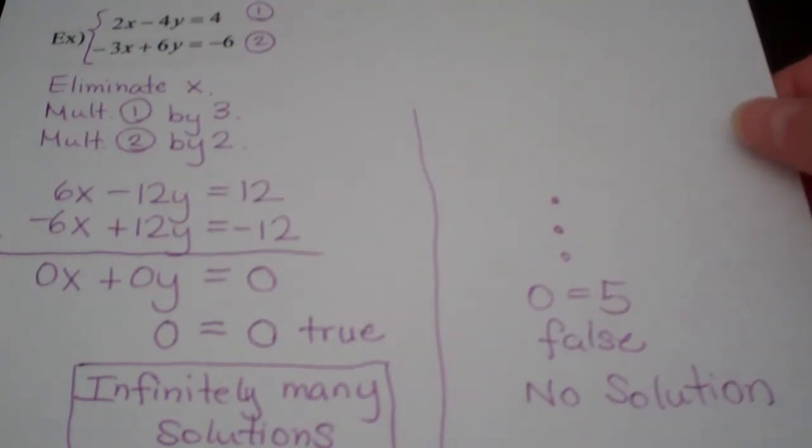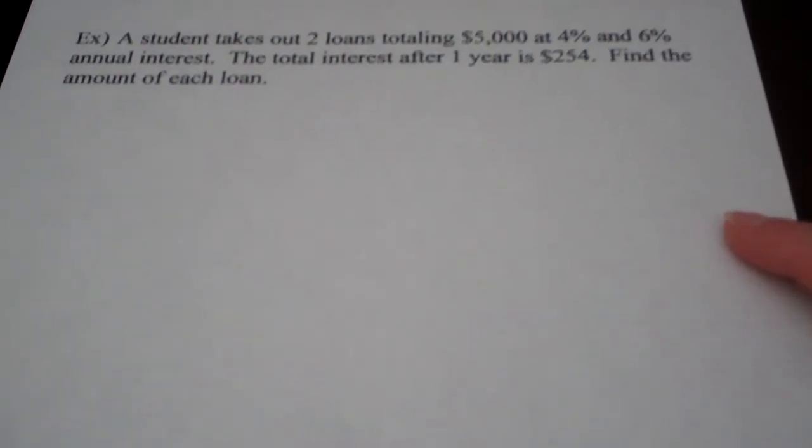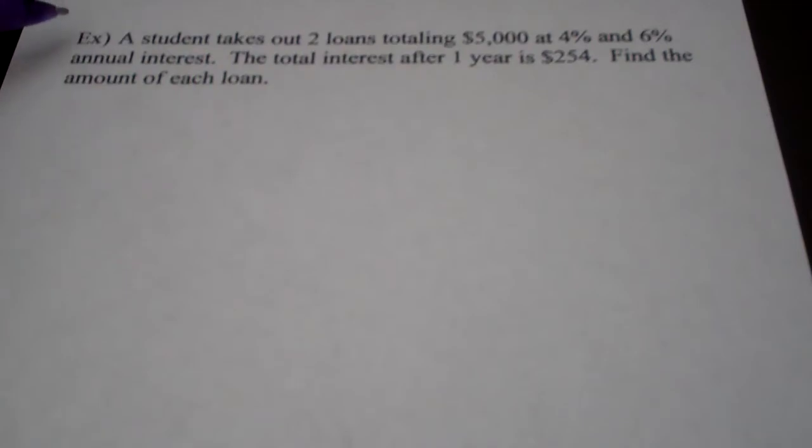Okay, let's take one more example before we finish. This is a word problem that makes use of systems of equations. So this one says a student takes out 2 loans totaling $5,000. Each loan is at a different interest rate, one at 4% and one at 6% annual interest. The total interest after 1 year is $254. Find the amount of each loan.